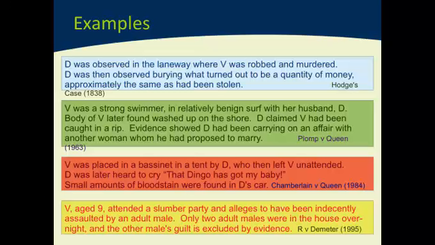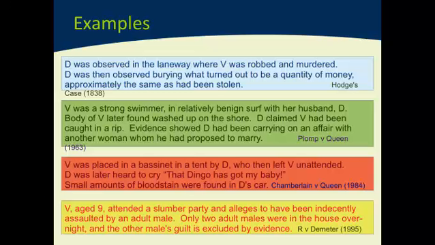The second case is Plomp. Plomp went swimming in the surf with his wife in the early 1960s. Both of them were quite strong swimmers. Both of them were used to swimming in the surf. Only Mr. Plomp came out. Mrs. Plomp was carried away by the surf and was washed up, drowned sometime later. He was charged with her murder.